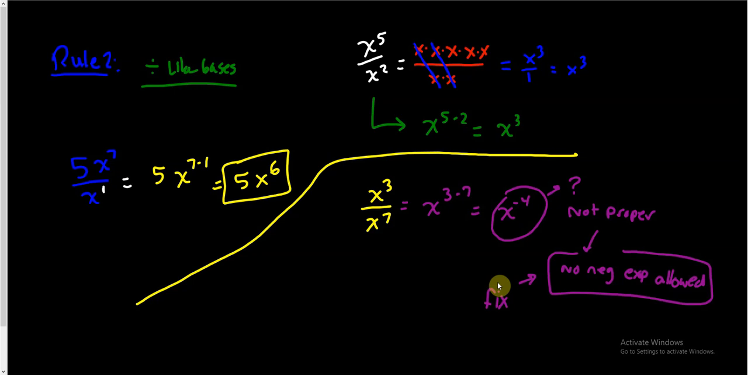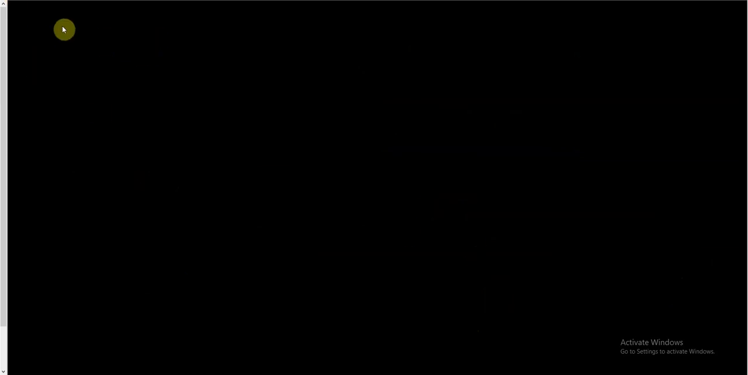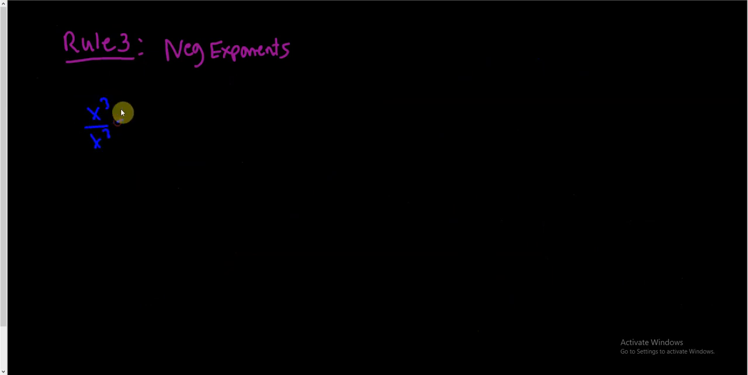So let's continue fixing this one. Rule number 3: fixing negative exponents. They are not allowed. So if we go back to this example where we had x to the 3rd over x to the 7th, you worked beautifully. You said 3 minus 7 is negative 4. How are we going to fix this? What does this even mean?